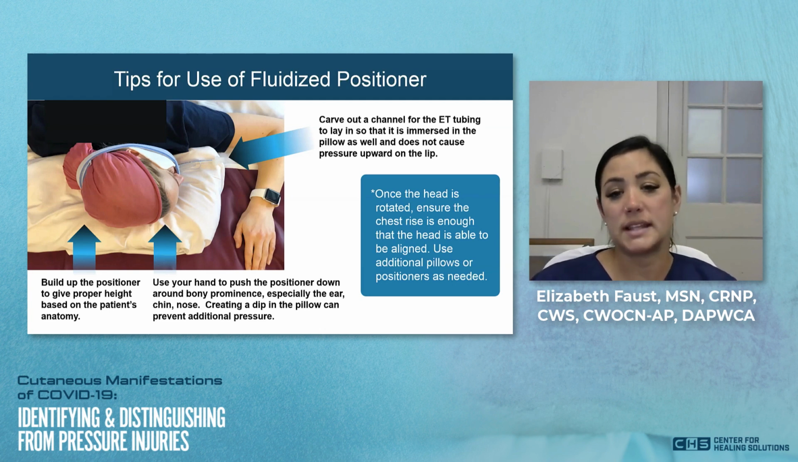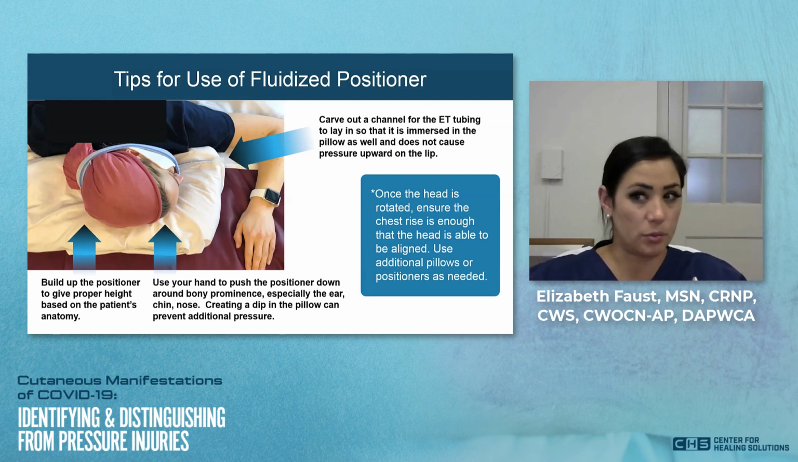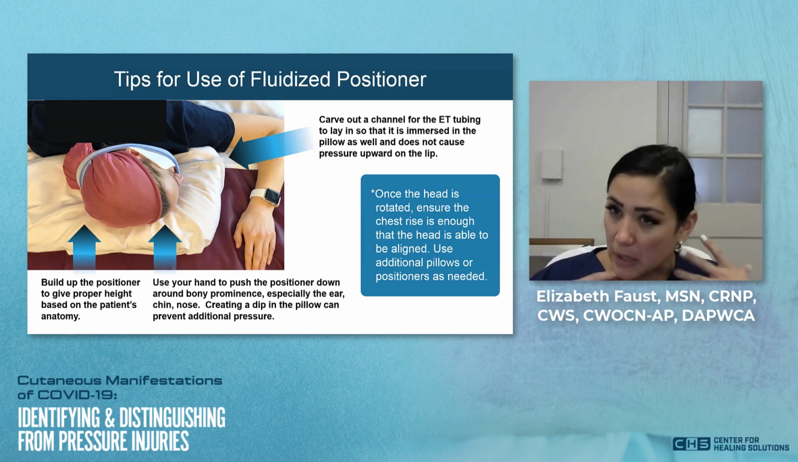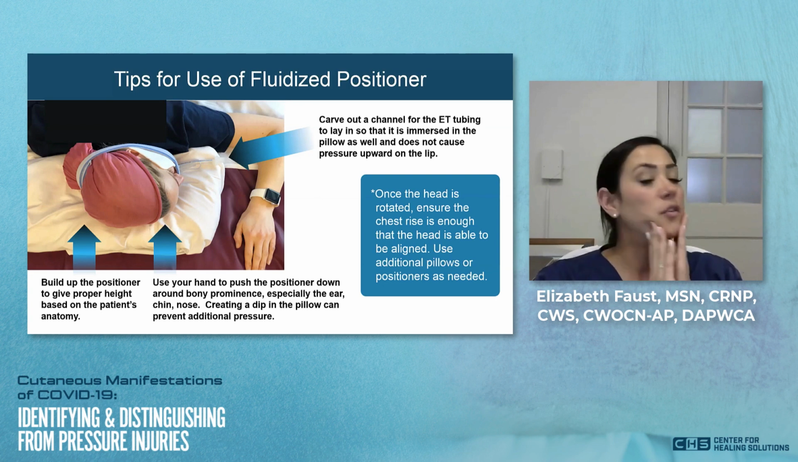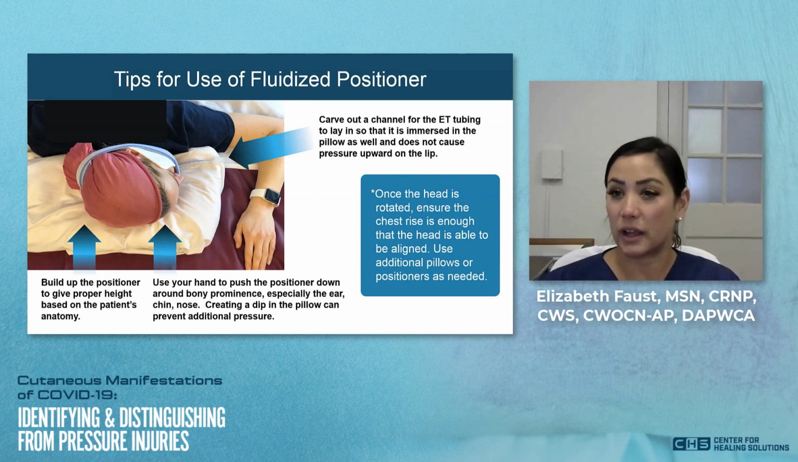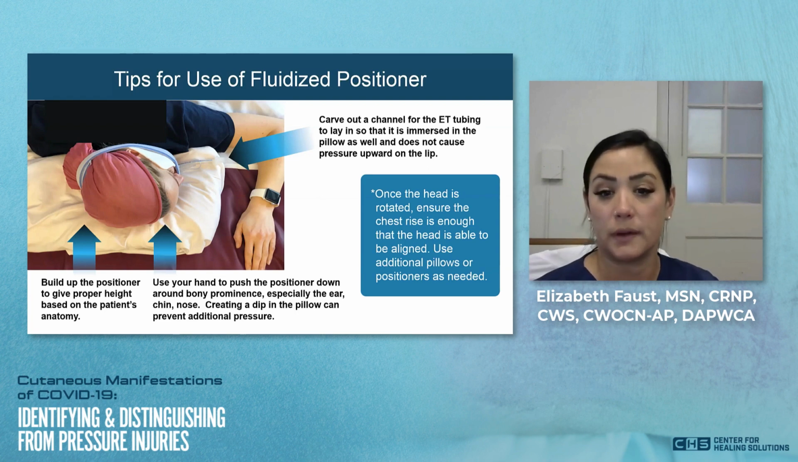And then once the head is rotated, ensure the chest rises enough that the head is able to be aligned. So if you're having a hard time moving the head, or if you feel like you might need to lift the chest up with some additional pillows just to give you that extra space. If they're pressed too far in, it's really challenging to flip a head, especially while they're intubated, because you don't want to put any additional pressure on that tube.